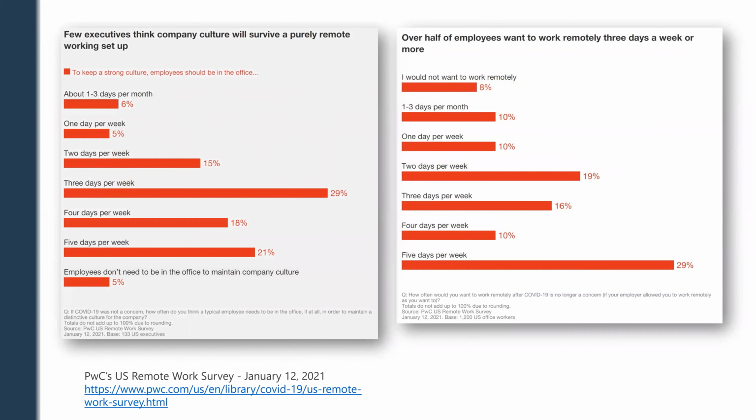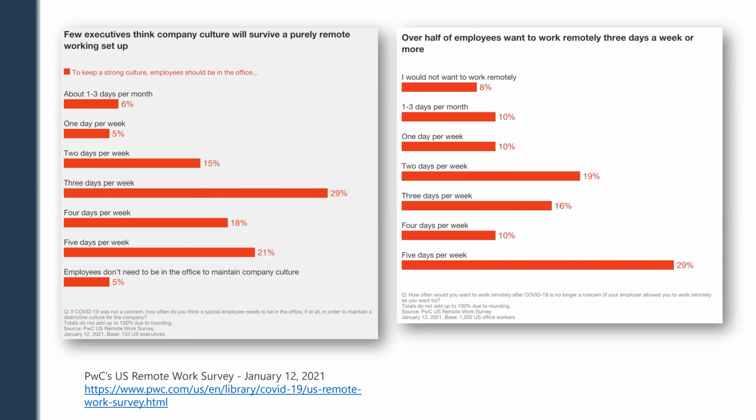These two charts are actually somewhat confusing as you look at them, so let's take them one at a time. This one is about executives. The question on the left is asked of executives: do they need to have employees in the office to keep the company culture? To maintain that company culture, most CEOs are saying they need to be in the office at least 3 days a week. 29% said that, and others said 4 days or 5 days a week. So we have a pretty big chunk saying that they need to be in the office. Only a small percentage of respondents said that employees don't need to be in the office to maintain a company culture.